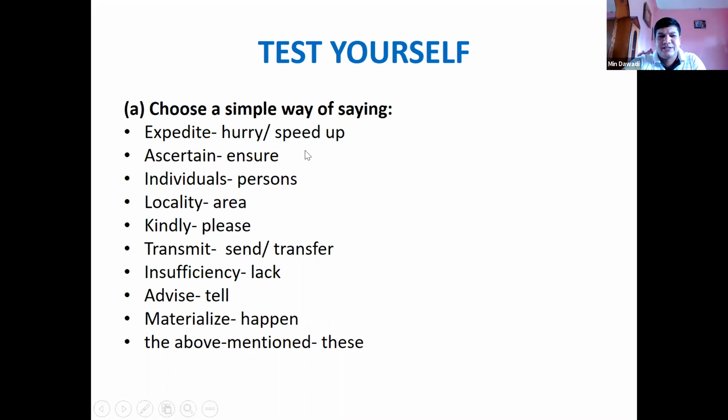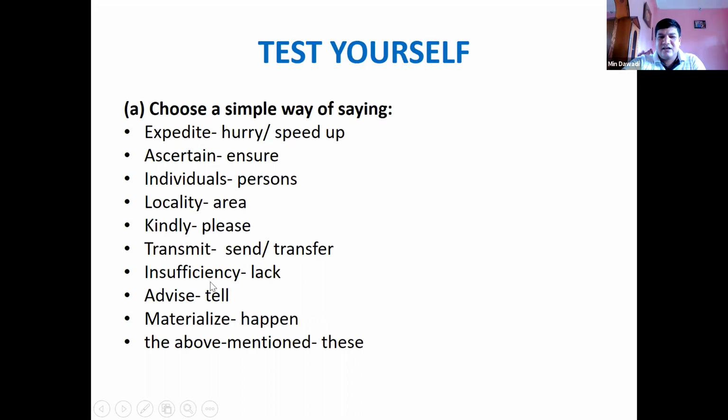You remember this, please. Ascertain: ensure. Instead of ascertain, you can use the word ensure. Individual: persons. Locality: area. So instead of locality, you can say area. Kindly: please. Kindly inform us, you can just say please inform us. Transmit: instead of transmit, you can say send.